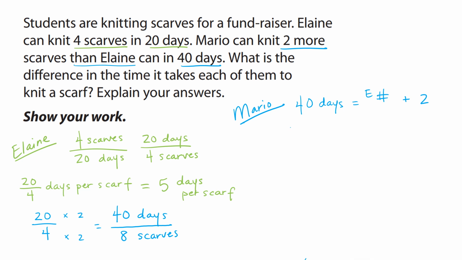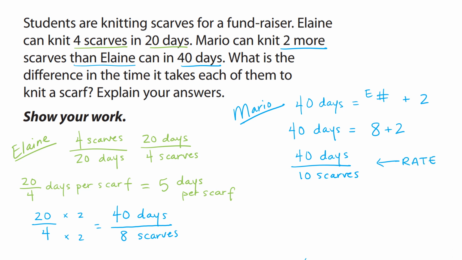So what that means for Mario is that in 40 days, he can knit Elaine's number, which is 8, plus 2. So for Mario, he can knit 10 scarves in 40 days. All right, so we know this is his rate. It takes 40 days for 10 scarves. Now we want to figure out his unit rate. So if it takes him 40 days for 10 scarves, well, 40 divided by 10 is 4. So it takes him 4 days per scarf. All I did was divide 40 by 10.